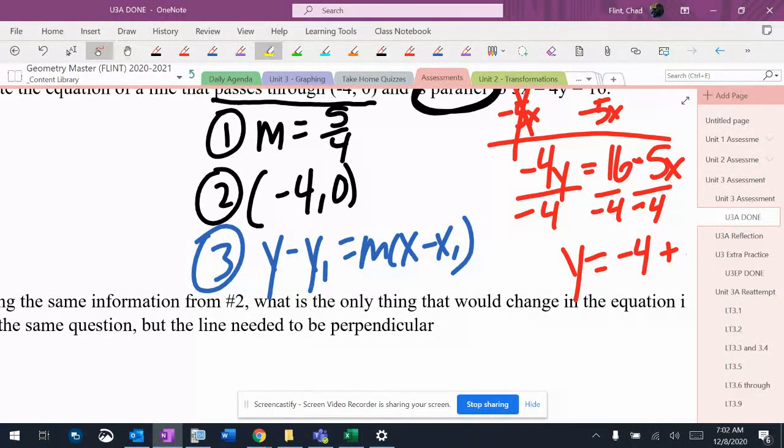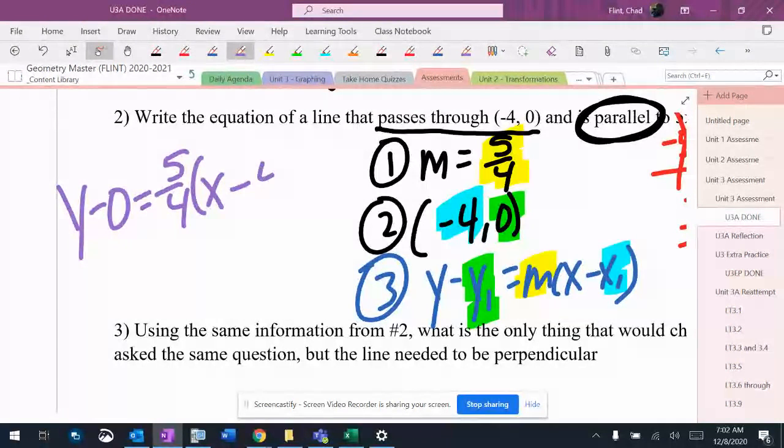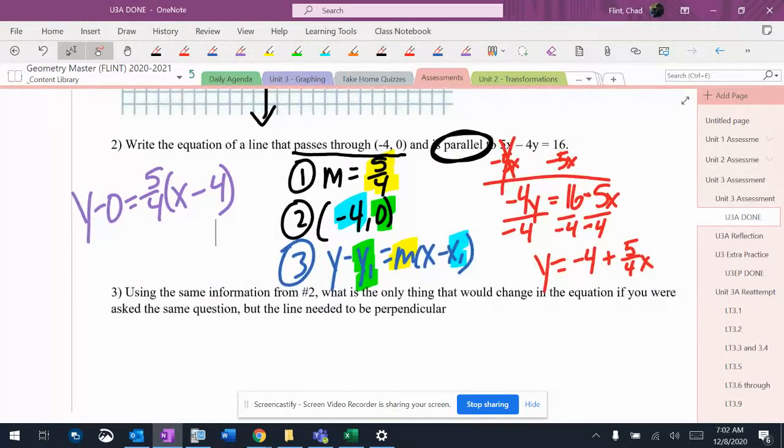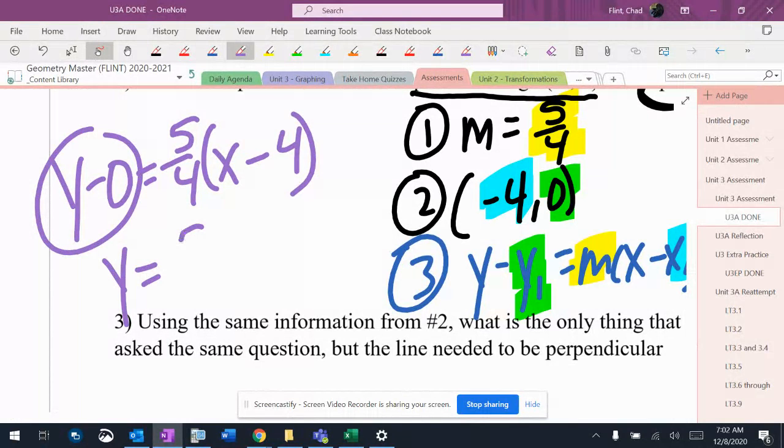All right, which means the 5/4 is going to go right in for the m. The 0 is the y1, and the -4 is the x1. So when I plug everything in here, I'm going to get y minus 0 equals 5/4 times x minus 4. It doesn't say that it has to be in any specific form, so I can leave it exactly like that. If you don't like the looks of that, you can make it y equals 5/4 x minus 4.